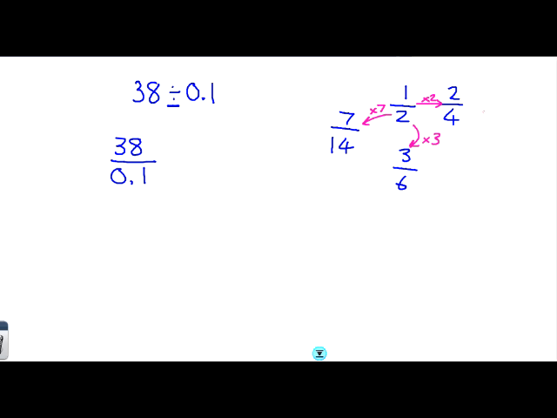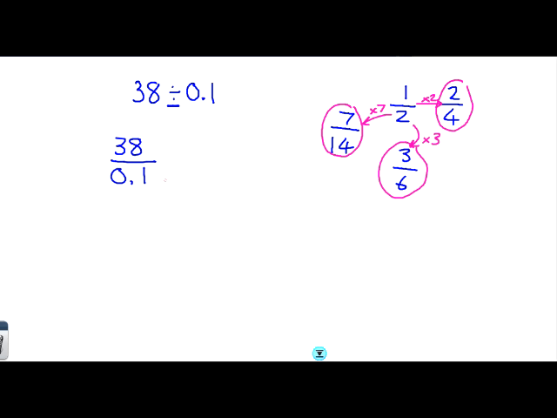Now these are all equal to a half, so whatever I times something by, I don't need to change it, because this answer, and this one, is still a half. So I can change this question here, 38 divided by 0.1, to something a little bit easier to work with.